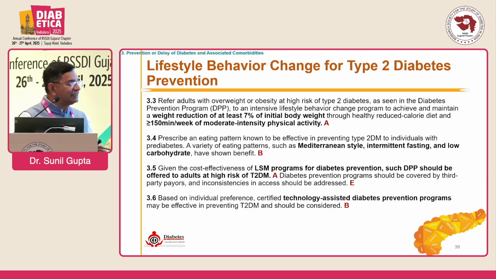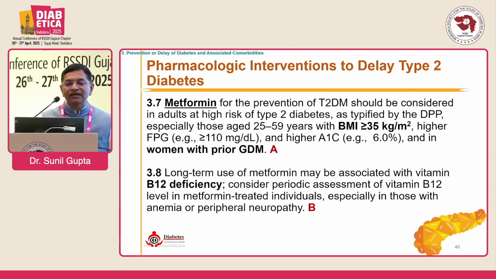Different kinds of diet you have. Intermittent fasting is one which is being followed, and low carb diet. This has now been recommended, and may have some benefit in the prevention. Lifestyle modification programs for diabetes prevention such as DPP should be offered to those who are at high risk. And of course, sometimes you can use technology in this.